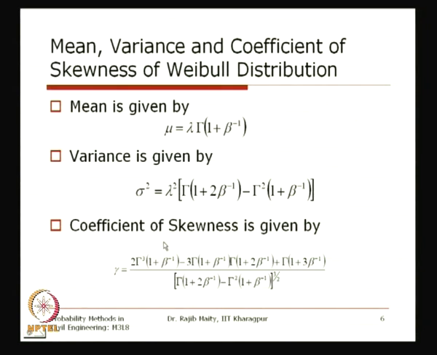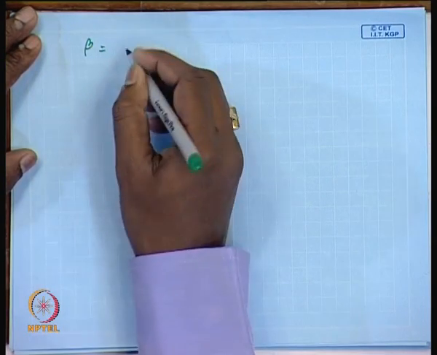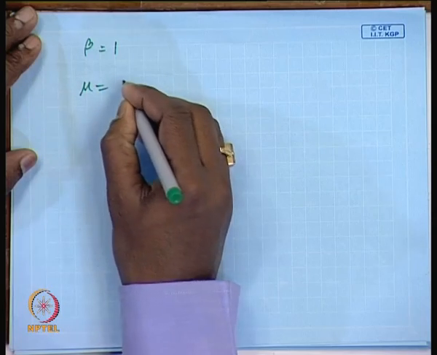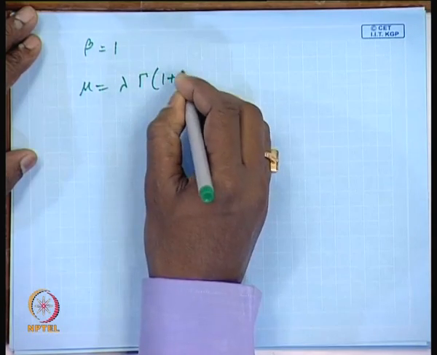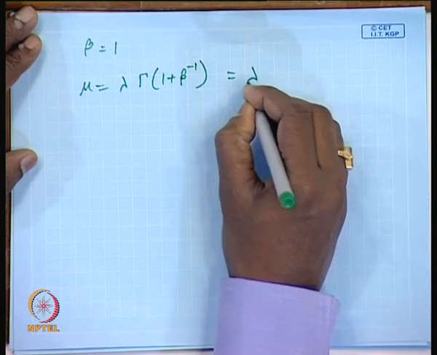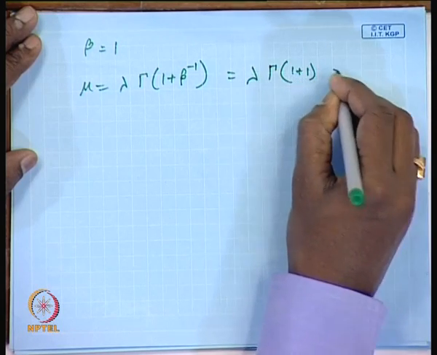And similarly, if we take the skewness, we will get a long expression like this, which is the measure of the skewness of the Weibull distribution. One thing is important here: if we simply put beta equals to 1, then this will become gamma of 1 plus beta inverse. So, what we are trying to say is, if we put beta equals to 1, then mu, that is lambda gamma of 1 plus beta inverse, equals lambda gamma of 1 plus 1, that is lambda gamma 2.